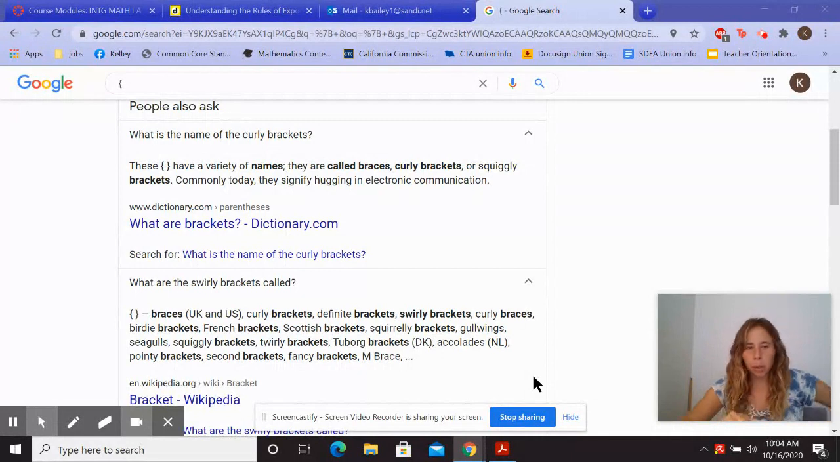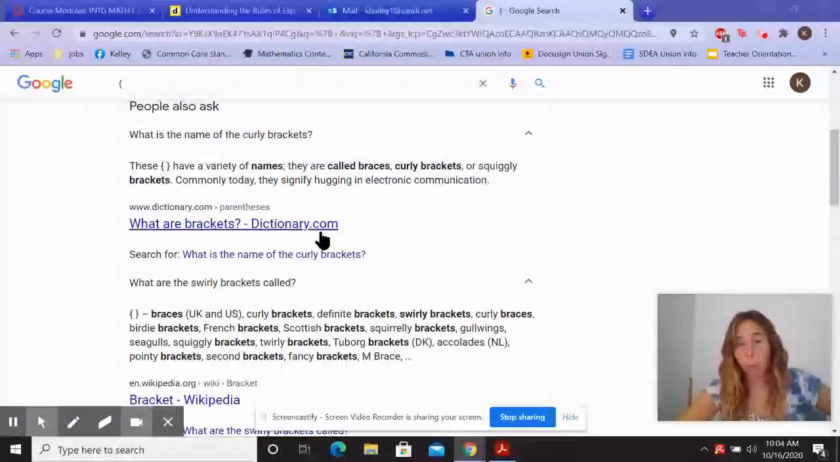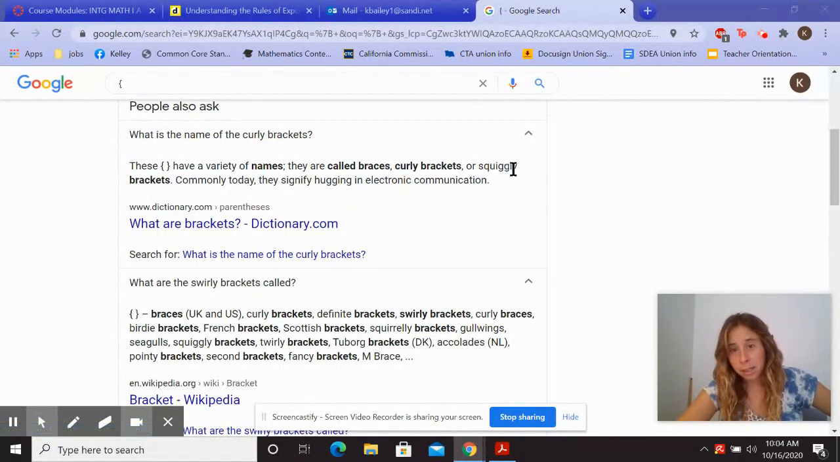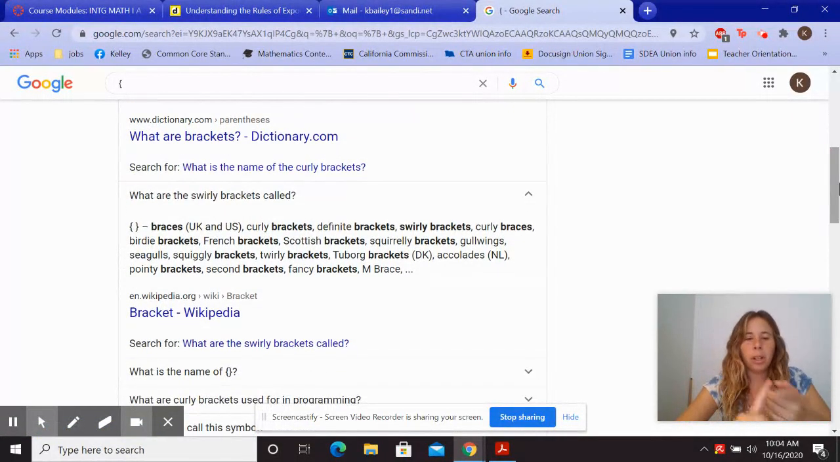But remember those weird little face brackets that we were using today? I was like, I'll look up what they're called. So they're called braces, curly brackets, or squiggly brackets. Or if you trust Wikipedia, which you really shouldn't, they're called curly brackets, definite brackets, swirly brackets, curly braces, birdie brackets, French brackets, Scottish brackets, squirrely brackets, gull wings. I like that one for some reason. Seagulls, they are not called seagulls. Squiggly brackets, twirly brackets, two-porg brackets, accolades, pointy brackets, second brackets, fancy brackets. Okay, so apparently they have a lot of names.